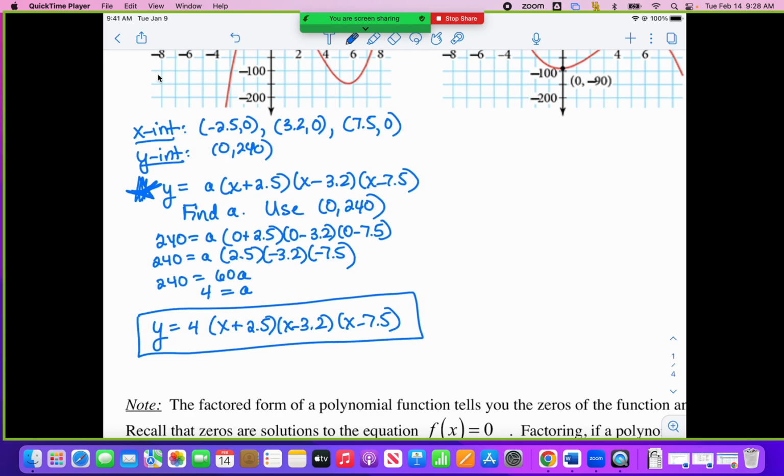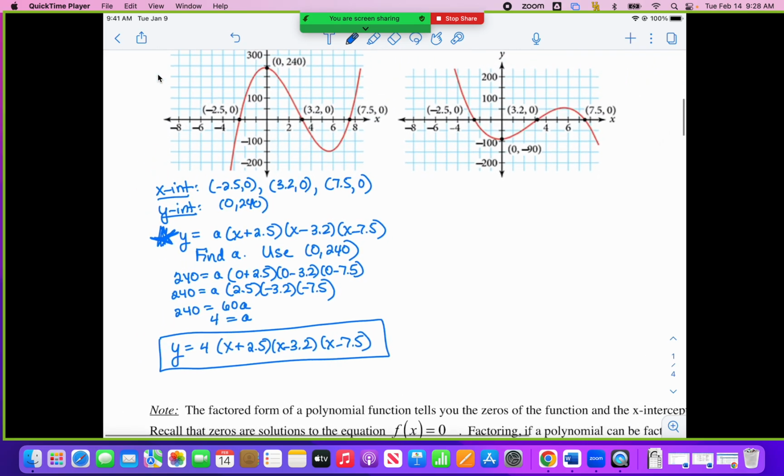All right, so here's what I want you to do. I'm going to pause a moment, and I want you to try the cubic on the right. Write down your x-intercepts and the y-intercept. Then find a point that's not an x-intercept. It will probably be your y-intercept. Write the standard equation in factored form from your x-intercepts, and then find the a value. It's not the same as the first one.